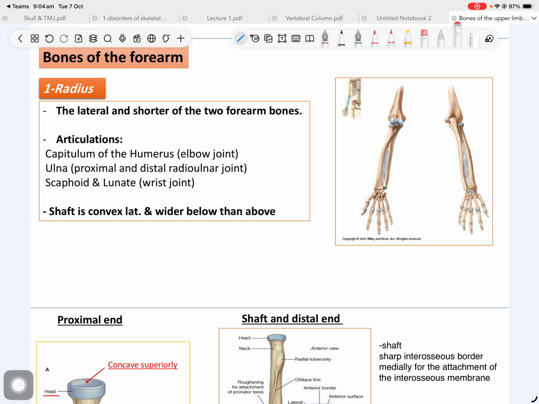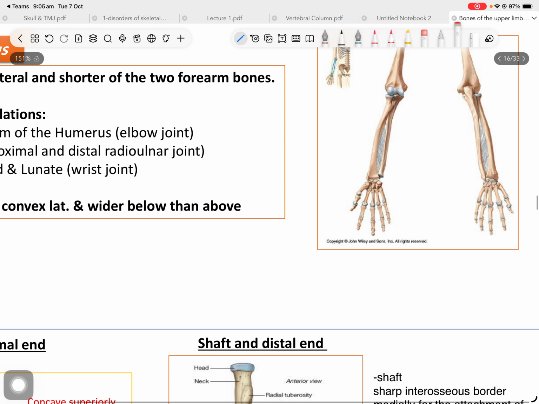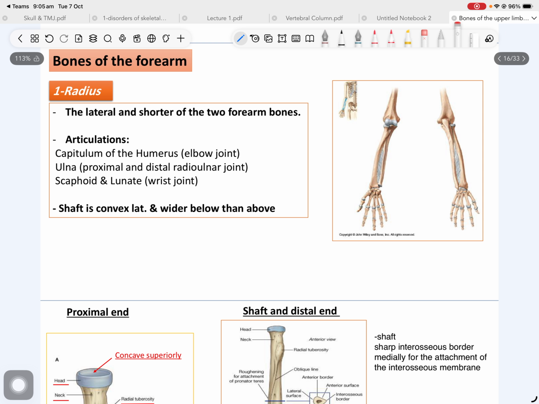So the head of the radius is located at the proximal end. When I go down like this to the distal area, I find that the width becomes wider. Okay? So it is narrow at the top and distally it gets wider. How are its articulations? We said the head will articulate with the capitulum of the distal end of the humerus at the elbow joint. The distal end will articulate with two carpal bones, I call them the scaphoid and lunate, at the wrist joint.